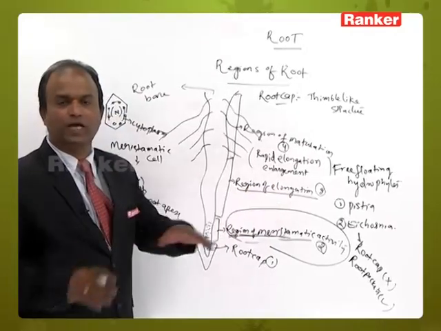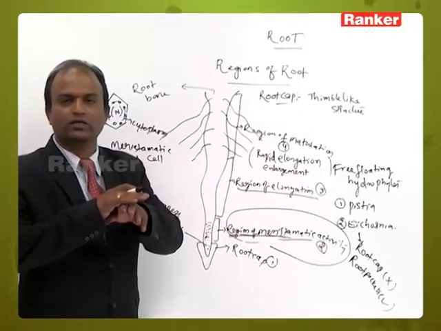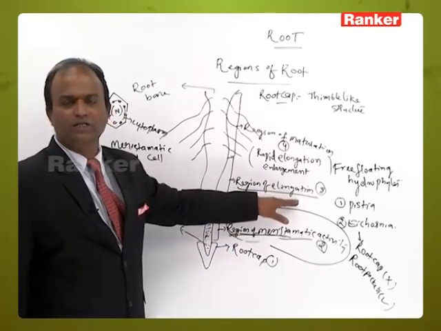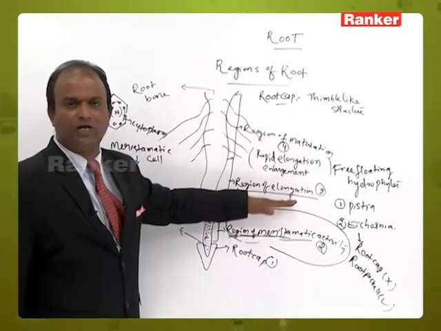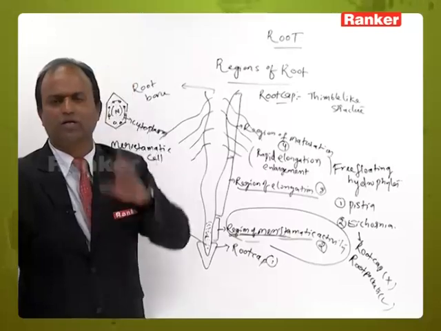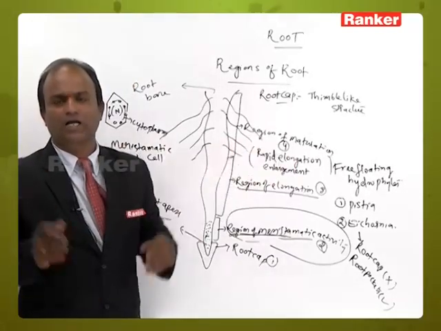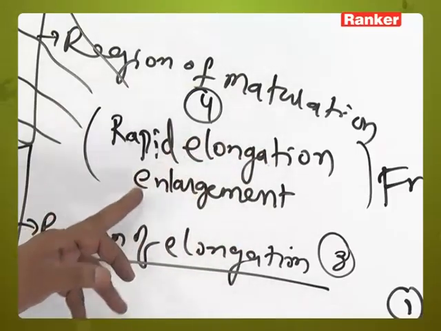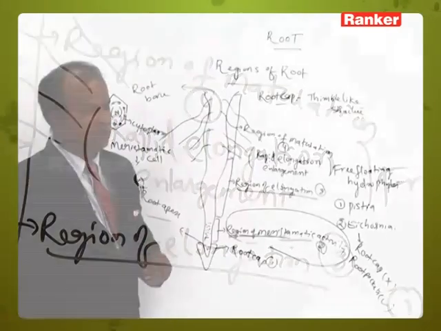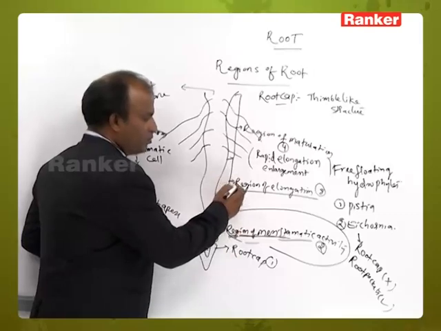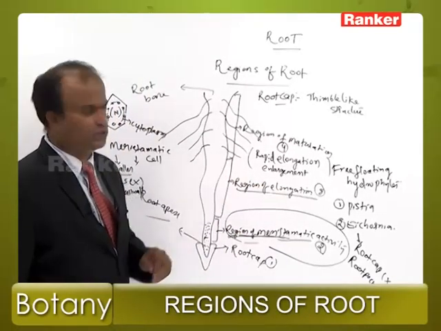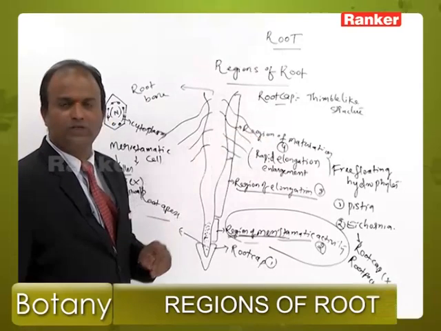The part of the root which plays an important role in increasing the length of the root is the region of elongation. It plays a direct role in increasing the length of the root by undergoing rapid elongation and enlargement. And afterwards, proximal to the region of elongation, the region of maturation is present.